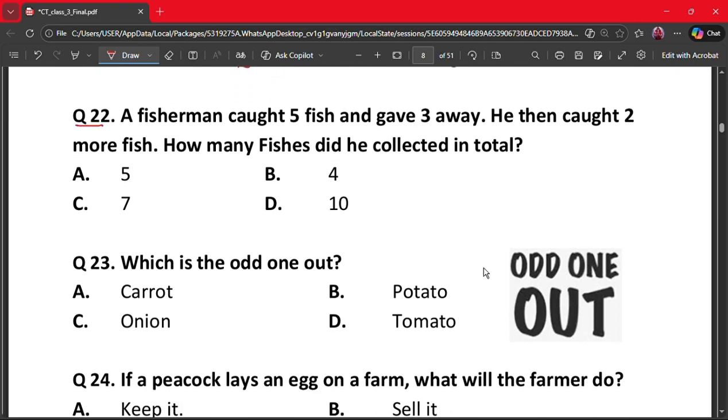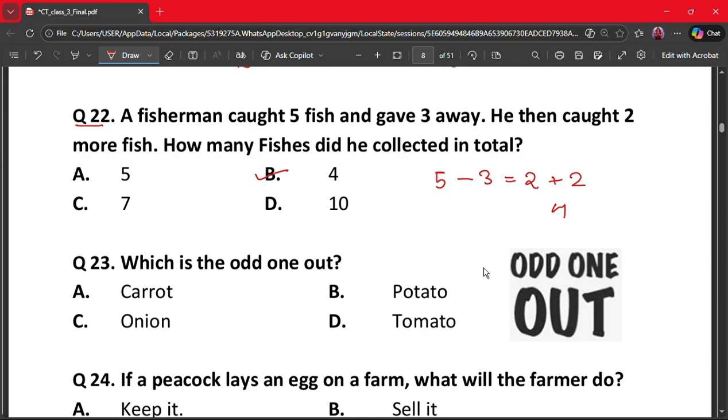So our next question is question 22. A fisherman caught 5 fish and gave 3 away. He then caught 2 more fish. How many fish did he have in total? At first he had 5, then he gave 3 away, so it remains 2. Then he caught 2 more fish, so it is plus 2. The correct answer is option B, 4.